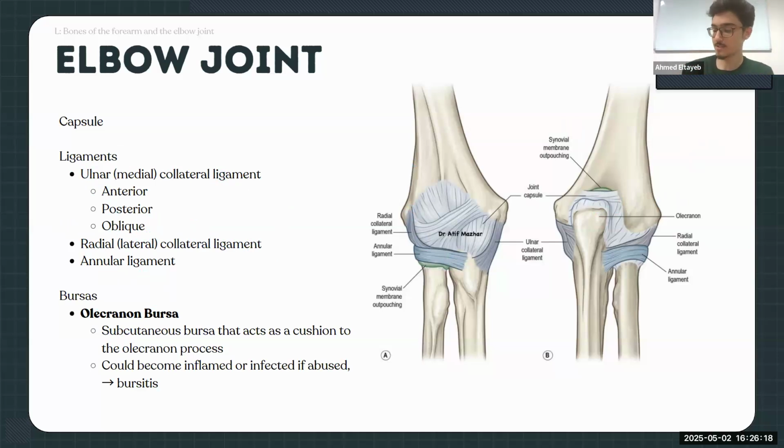On your medial aspect is your ulna. On your lateral aspect is your radius. Okay? They could try to confuse you in the MCQs and not write ulnar or radial. They will just write medial and lateral.